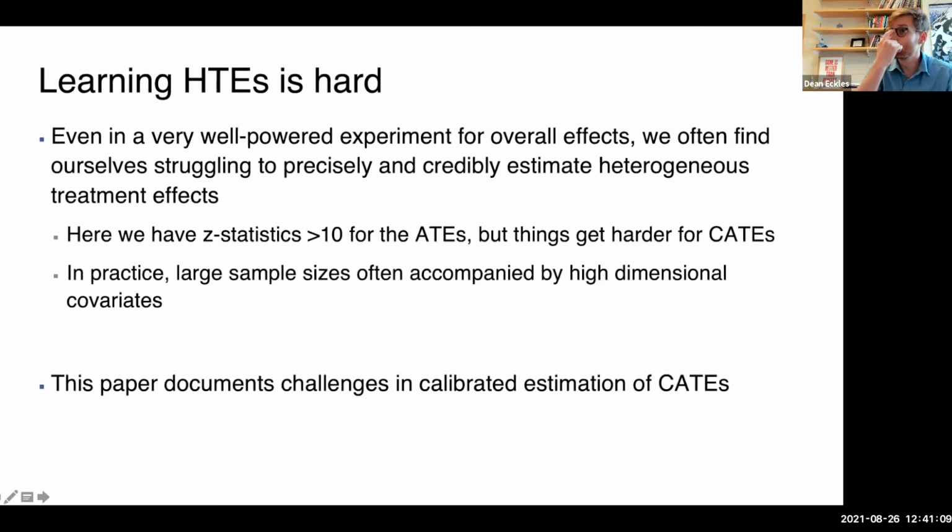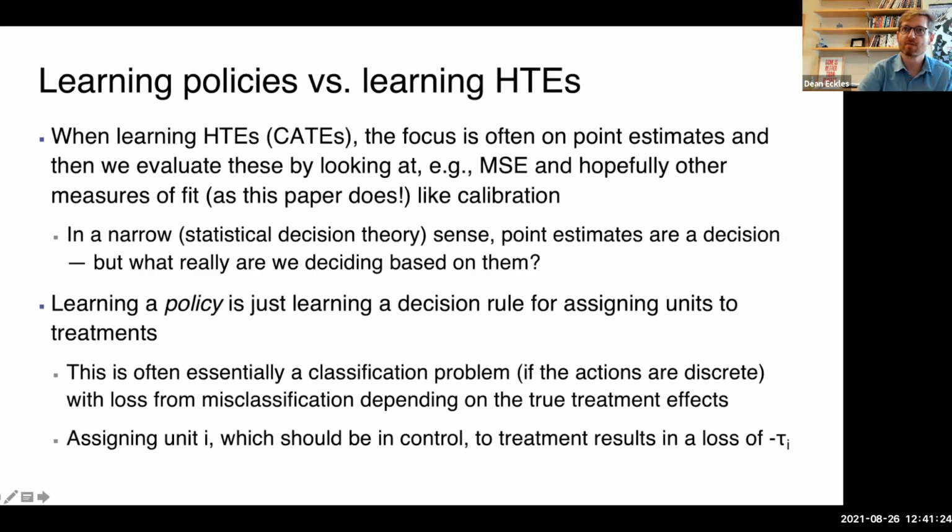Now, some of this paper is focused on what I think of as a more practical problem that has some different characteristics, and maybe avoids focusing on exactly how well we've estimated the heterogeneous treatment effects. When we're learning heterogeneous treatment effects, estimating these conditional average treatment effects, the focus is often on the point estimates. Then we try to decide whether these point estimates are good by looking at a loss function we use for continuous predictions, like mean squared error, and then maybe hopefully other measures of fit.